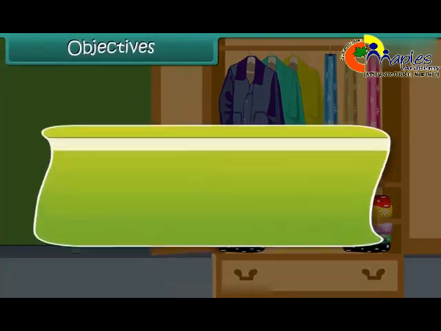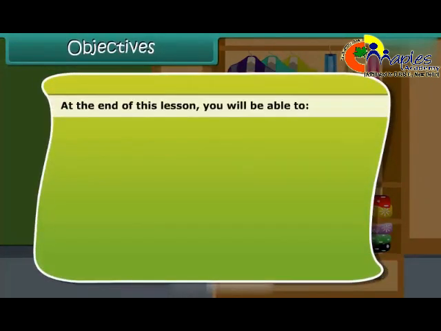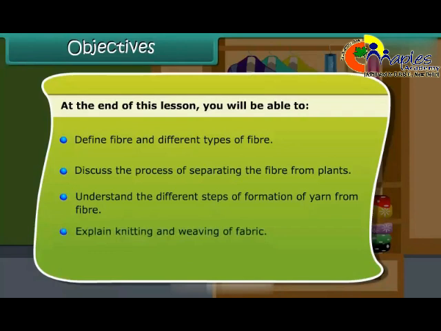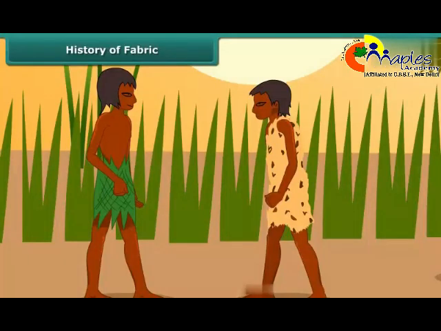Objectives. At the end of this lesson, you will be able to define fiber and different types of fiber, discuss the process of separating the fiber from plants, understand the different steps of formation of yarn from fiber, explain knitting and weaving of fabric.